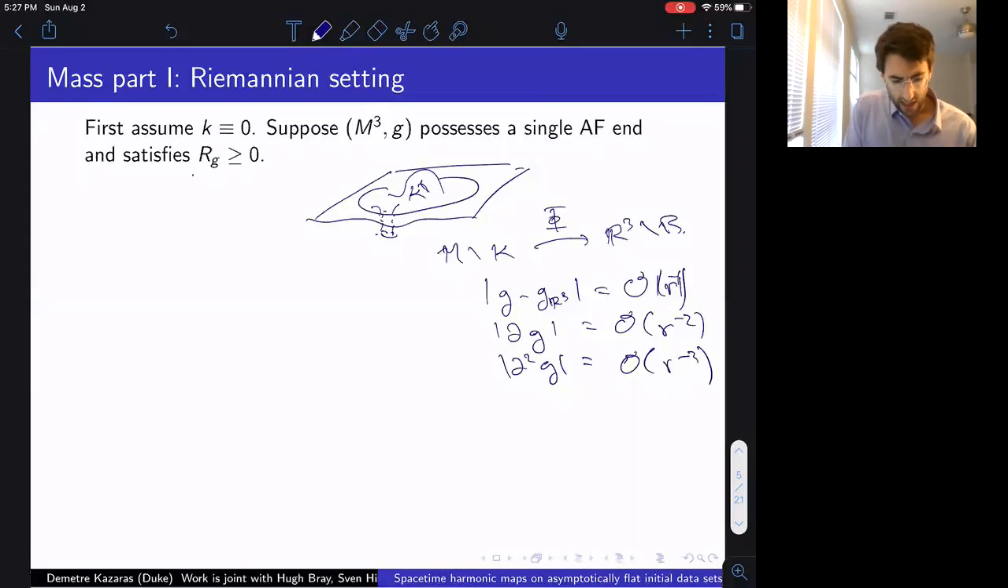Okay, and then I said there is an extra condition that you require on your 4 manifold, which descends to a condition on your 3 manifold. In the case that k is 0, this condition just becomes the non-negative condition on scalar curvature. Scalar curvature is interpreted as a kind of local energy density in this context, for the gravitational field, and this is a physically reasonable assumption. Something like the density is non-negative.